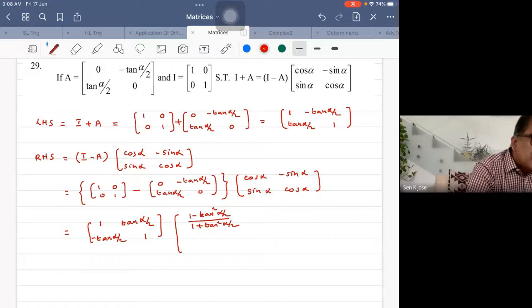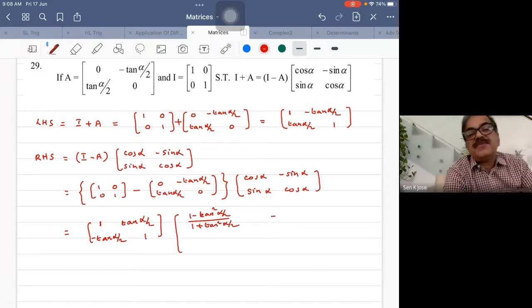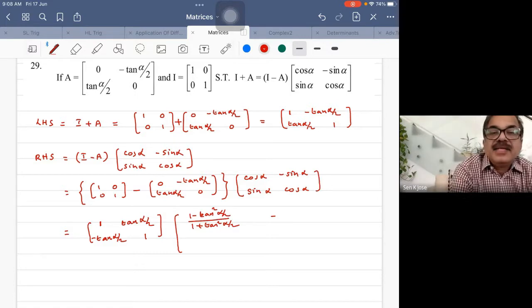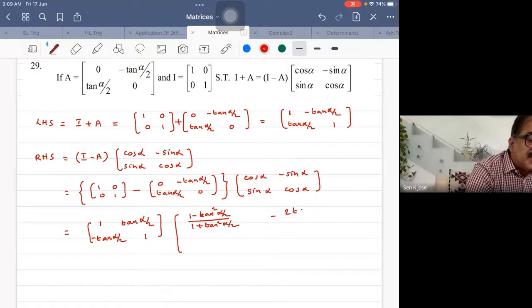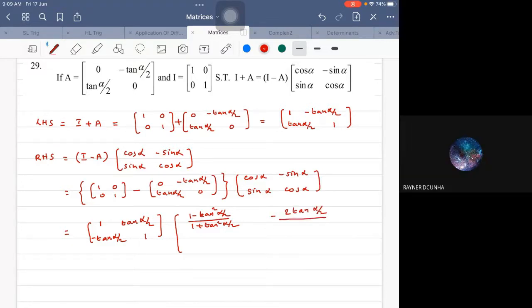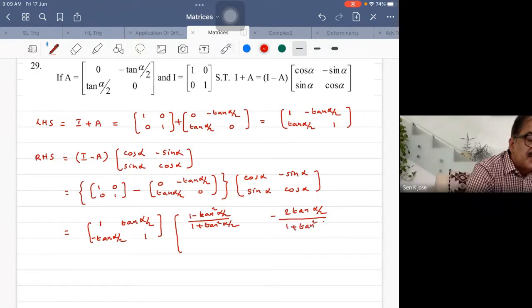Okay. So cos alpha is 1 minus tan square alpha by 2 divided by 1 plus tan square alpha by 2. And anyone remember the formula for sin alpha like that? There is a half angle formula for sin alpha also in terms of tan. So 2 tan alpha by 2 divided by 1 plus tan square alpha by 2.